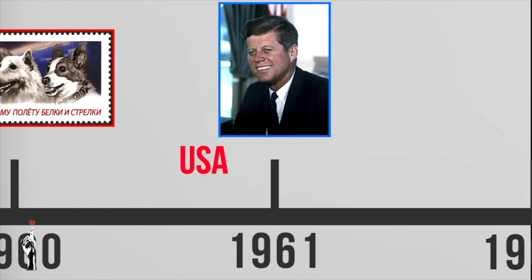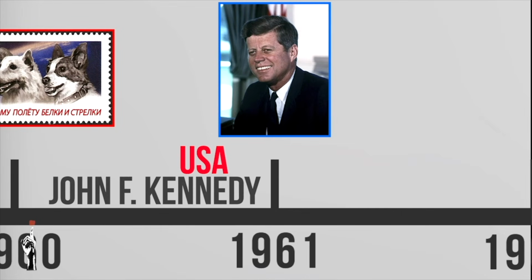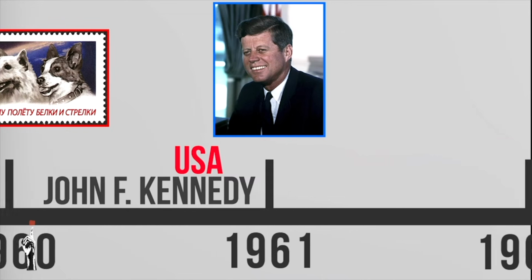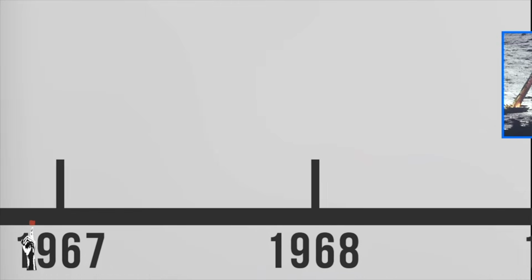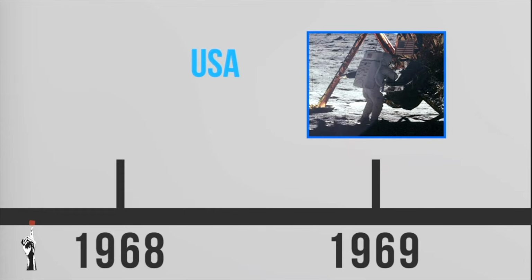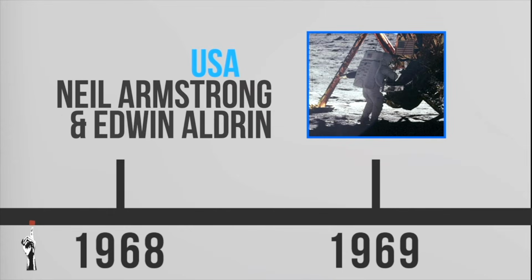And that same year, JFK, President of the United States, said that they will be the first people on the moon. Quite a bold promise that he made, but they actually achieved it. Within 10 years, in 1969, Neil Armstrong and Edwin Aldrin were the first people to walk on the moon's surface.